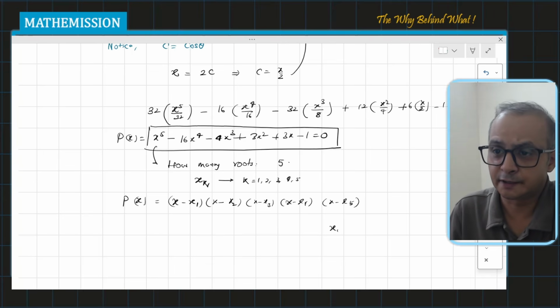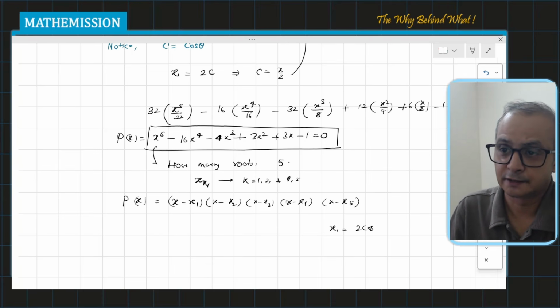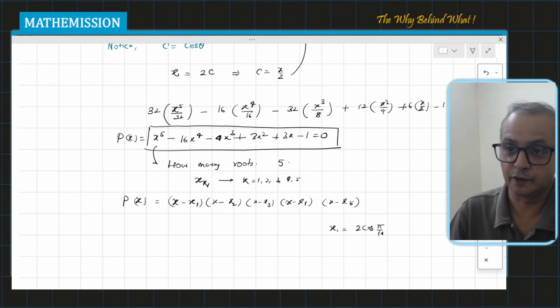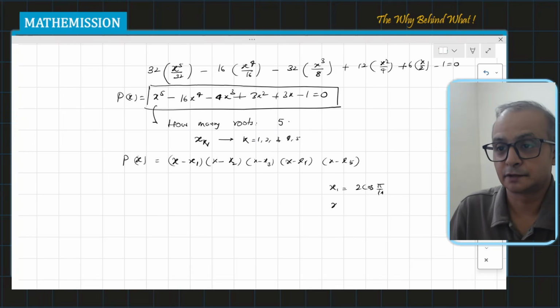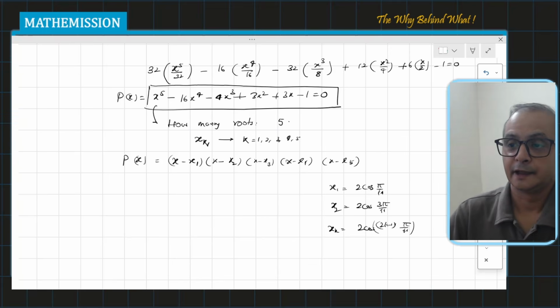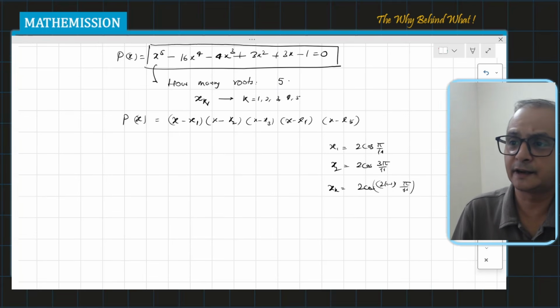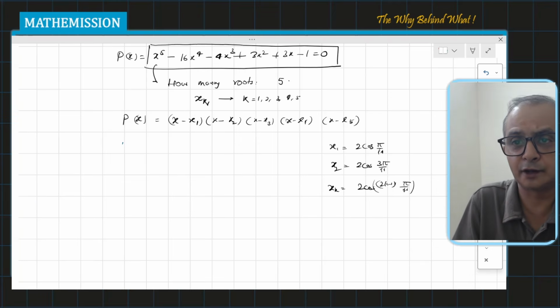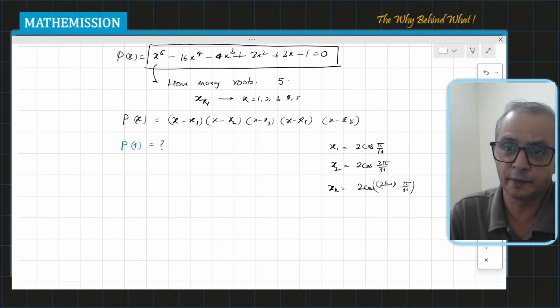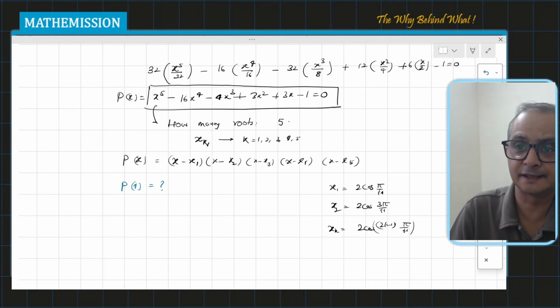You notice that x1 is nothing but our 2 cos pi by 11, if you can recall this thing. x2 is what? You notice that it is 2 cos 3 pi by 11, because I have already taken x_k as 2 cos (2k minus 1) pi by 11. If you can realize this, it means what they are asking: they are simply asking the value of this at 1. It means the value of this polynomial at 1, either you can find from this or from this, it will give the same thing.